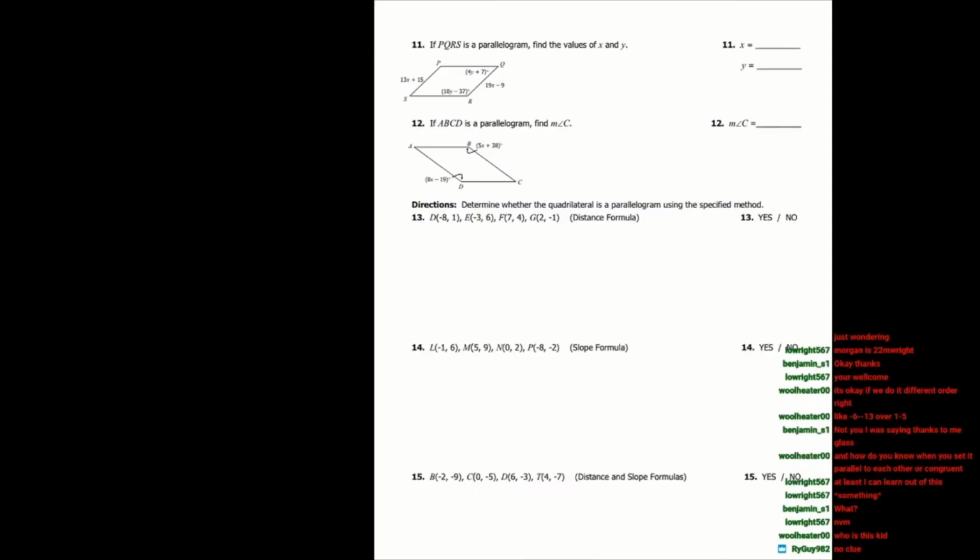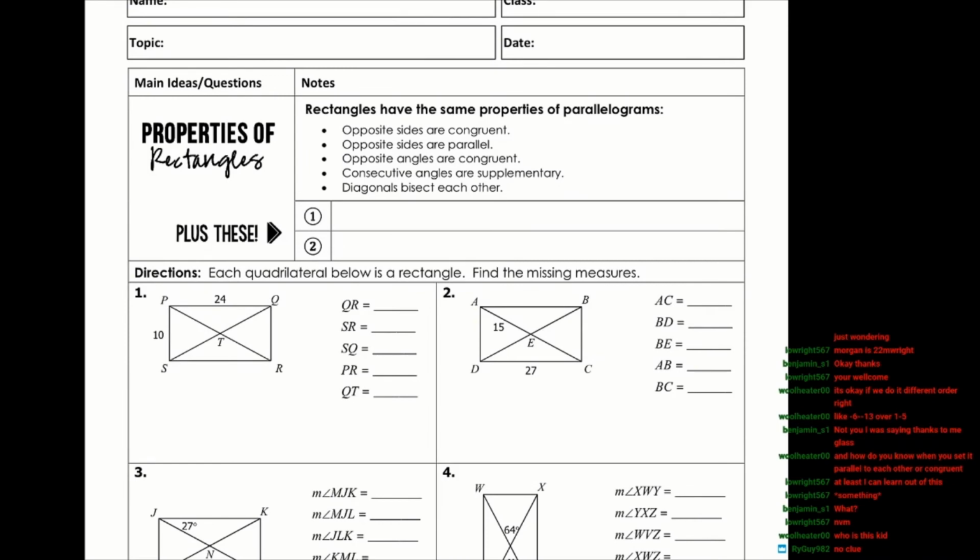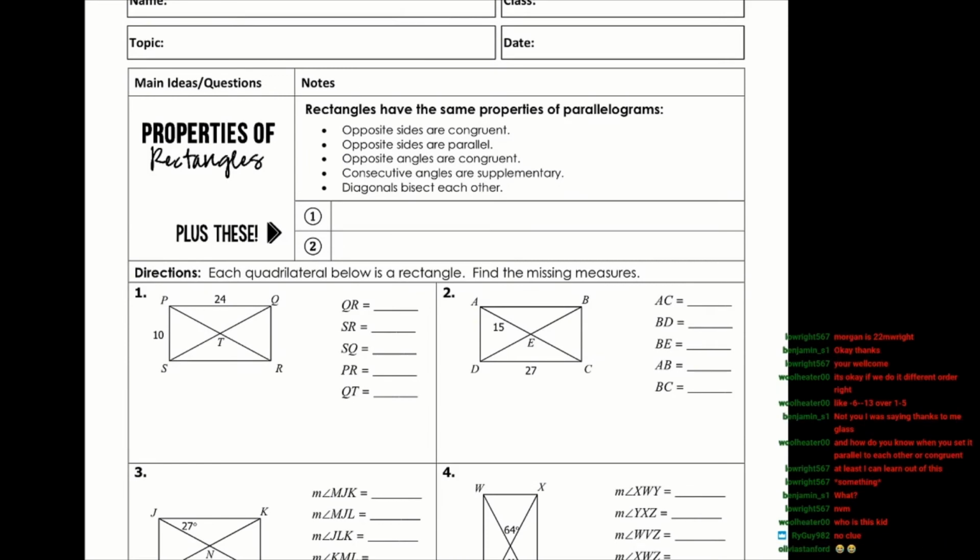So with that, you guys can now take out, I think this is the first page of the packet that I printed out for you guys, which would be the properties of a rectangle. So I'll give you a second to take that out. This is the new packet.